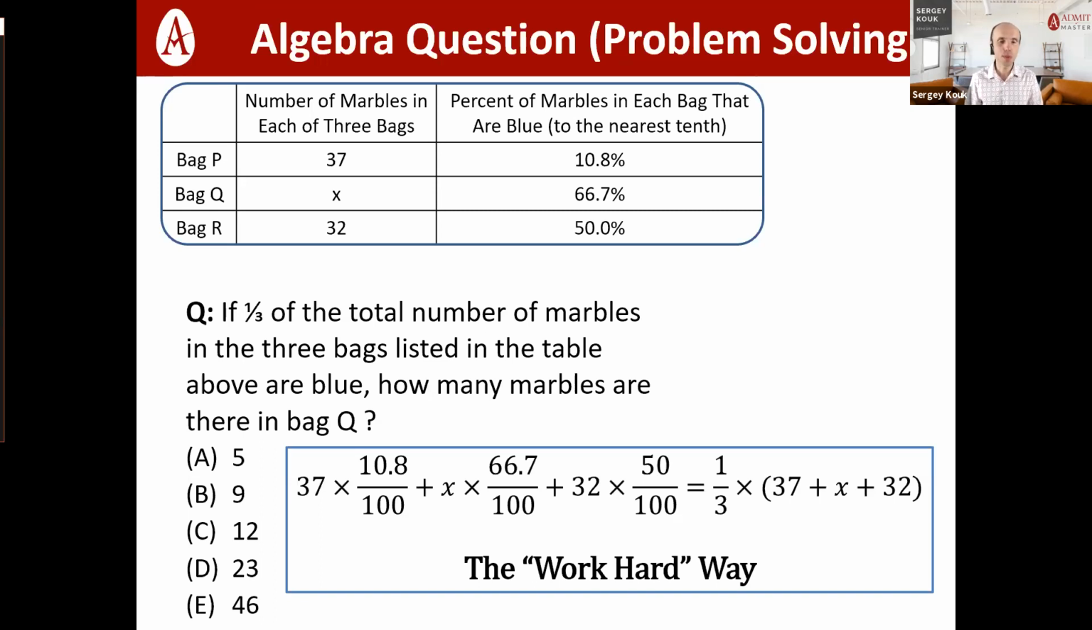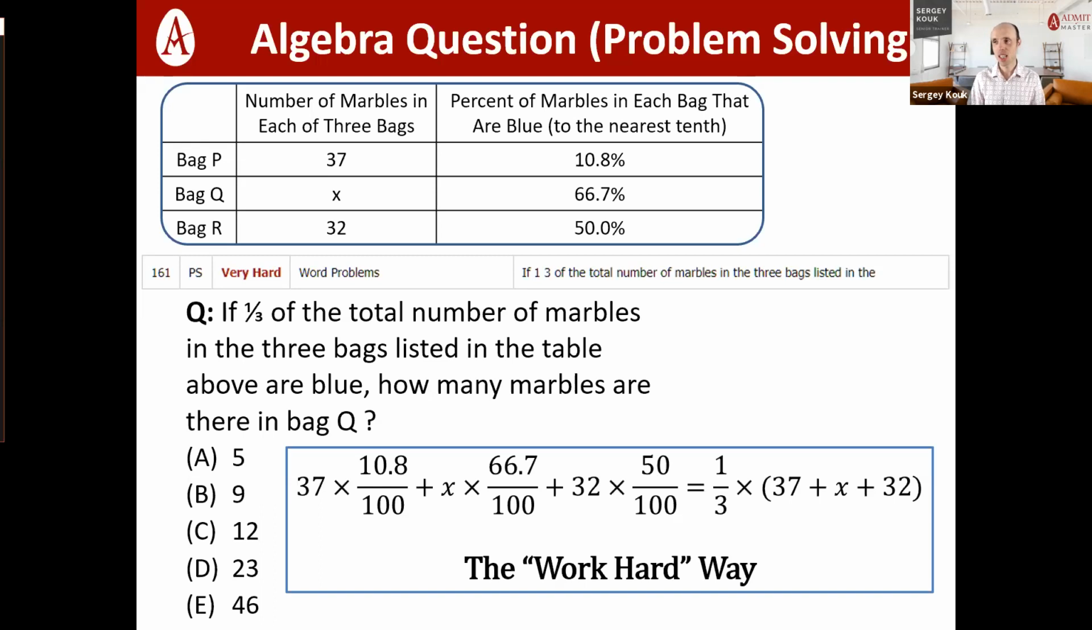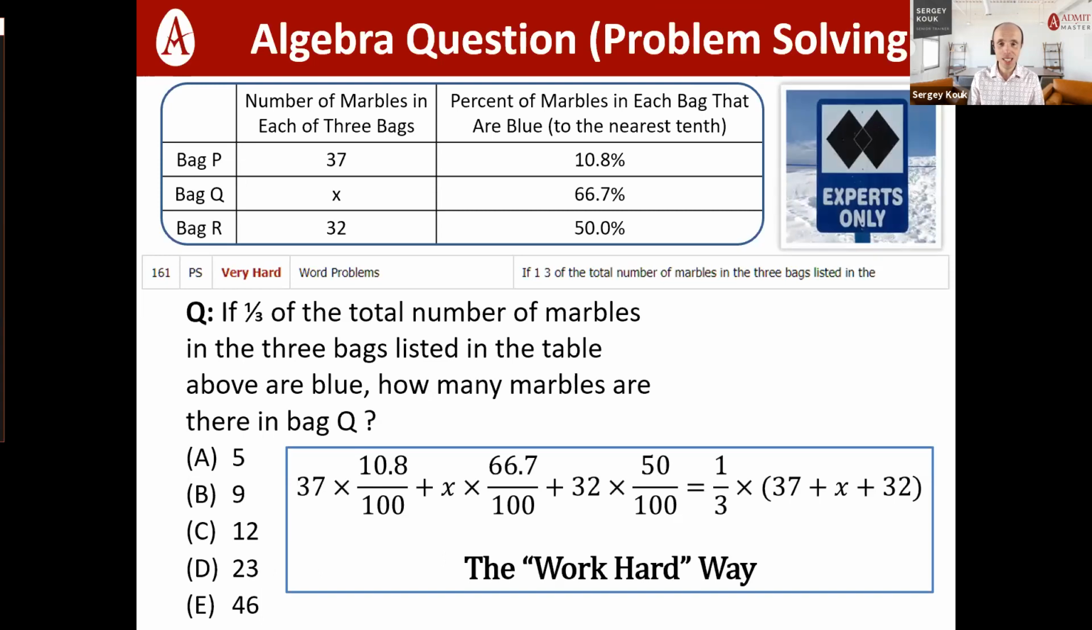And in fact, you might be wondering, is this a hard question? Well, I took the liberty to go to some very popular GMAT forums and ask them how they classify this question. And here's what I found. This is a very hard problem. This is question number 161 from the official guide, the latest edition, and it's classified as a very hard word problem. Basically, this means that this is a double diamond problem. Experts only, do not come close if you're a beginner.